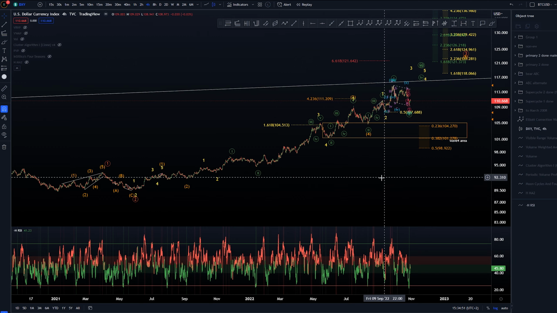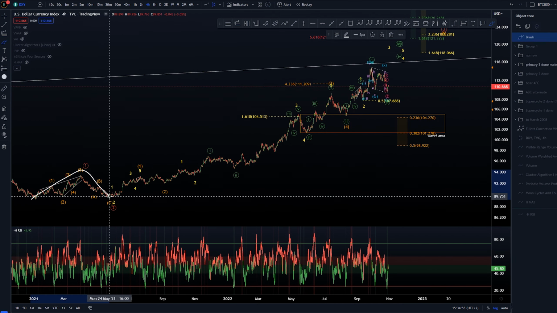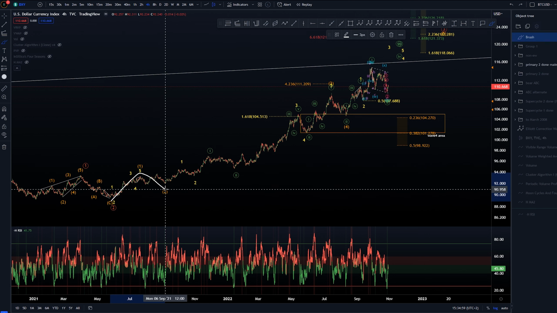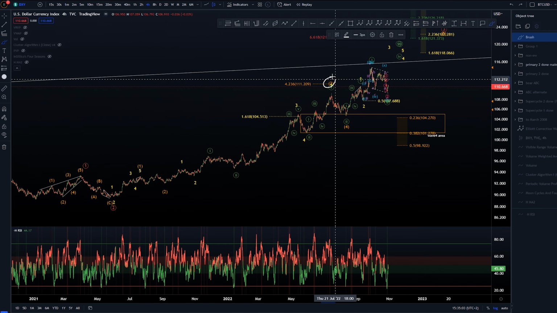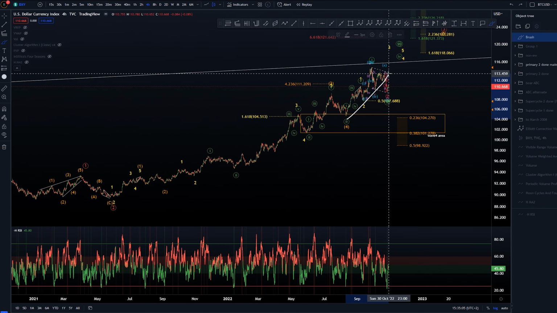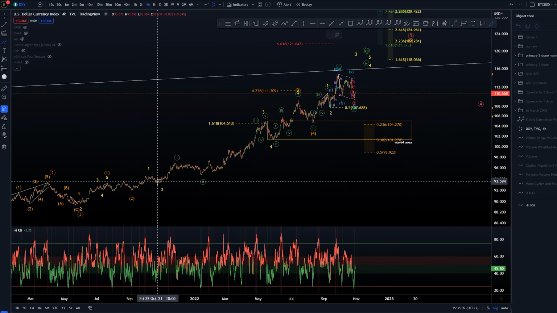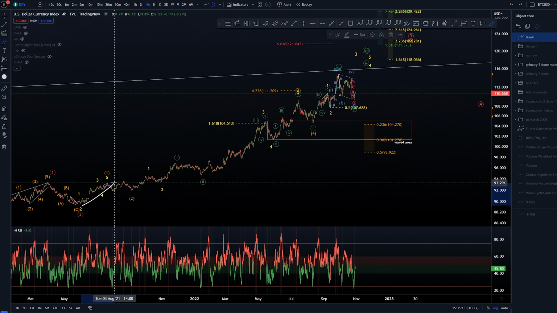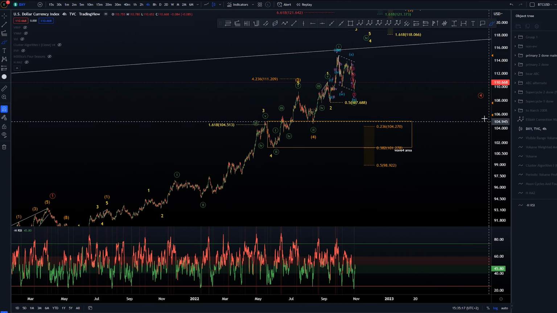Starting with the main count that we've been following for quite some time, in which we have already completed 1-2 of primary degree, and then looking for a 1-2 of intermediate and completing that third of intermediate, fourth of intermediate, and now we are creating that fifth of intermediate. Now wave 3 here was already extended quite a bit in comparison to wave 1, so we don't need to be expecting a fifth extension here.